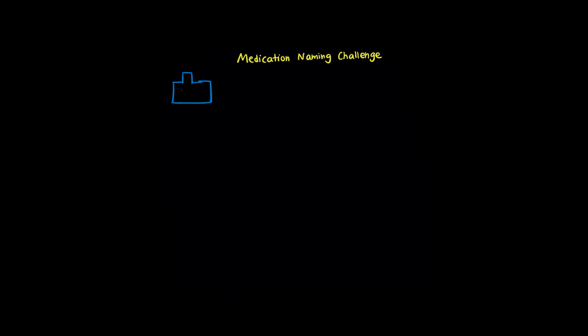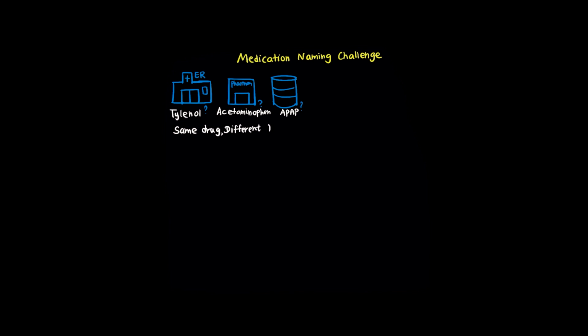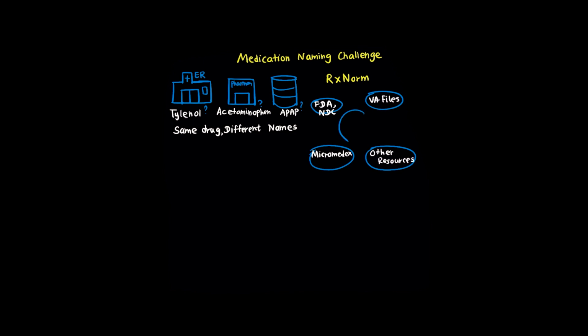The challenge with medications is that different systems, pharmacies, and databases call the same drug by different names: brand names, generic names, various strengths and formulations. RxNorm was created by the National Library of Medicine to solve this chaos by normalizing drug naming across systems. It's derived from 15 different drug terminologies and vocabularies, bringing them all together into one unified system that includes drug names, active ingredients, strengths, and dose forms. RxNorm contains sources like the FDA National Drug Code, Micromedex, and Veterans Administration files.